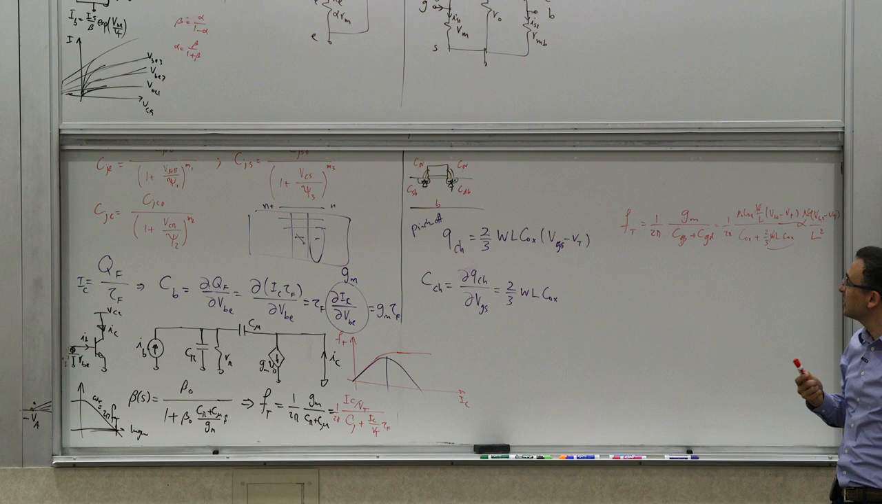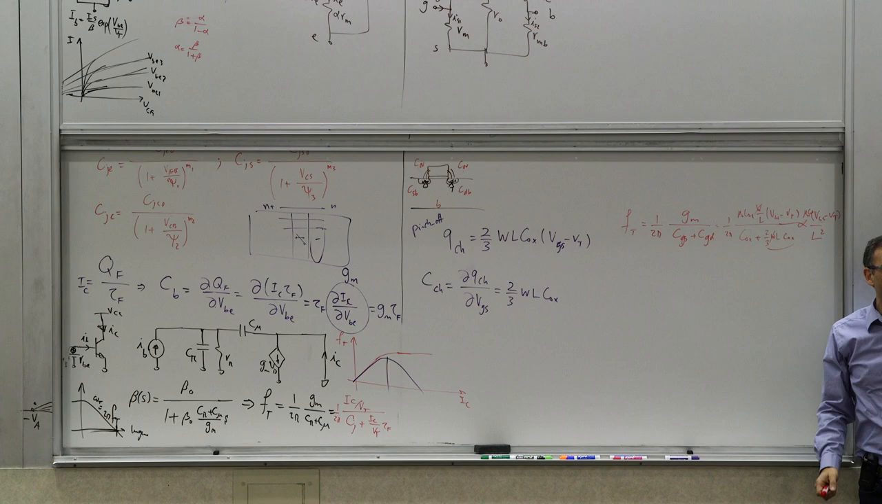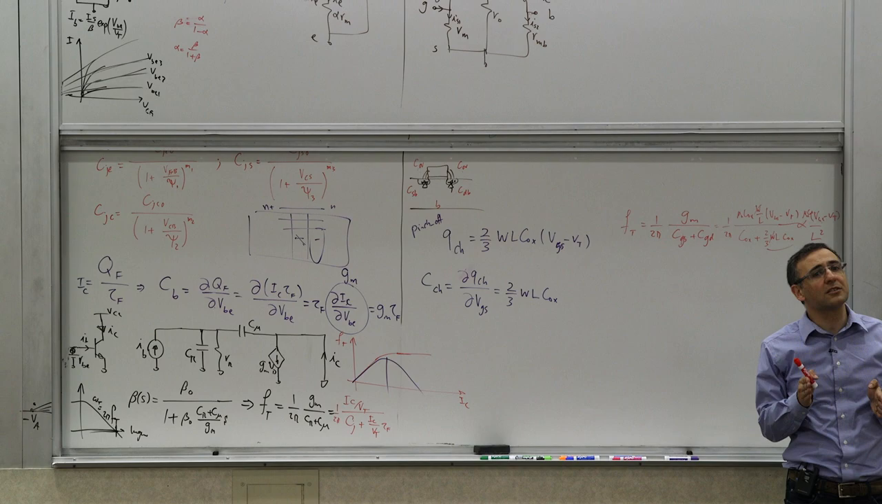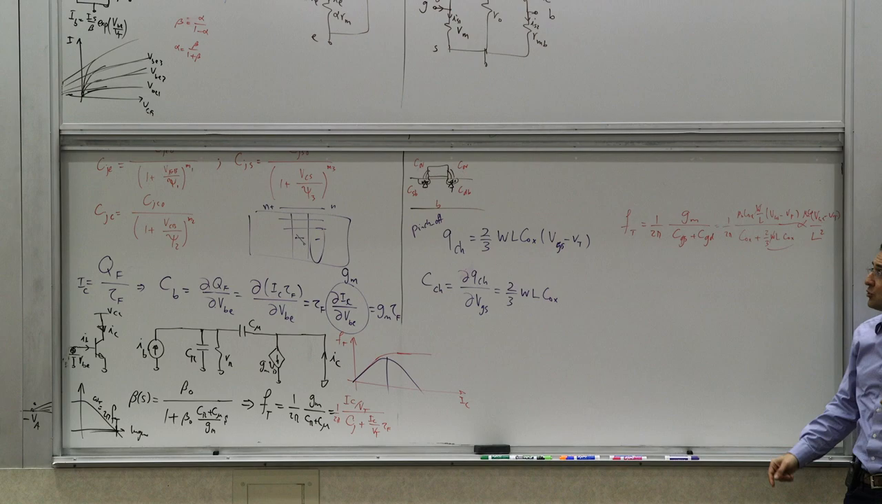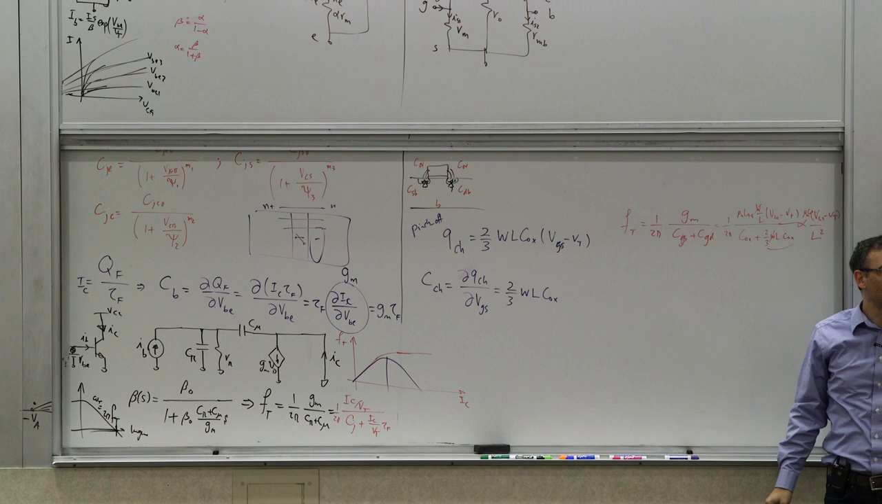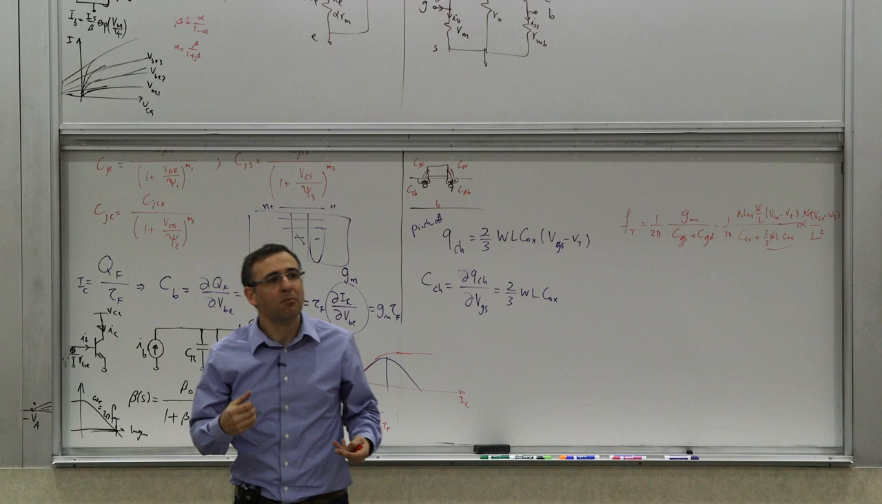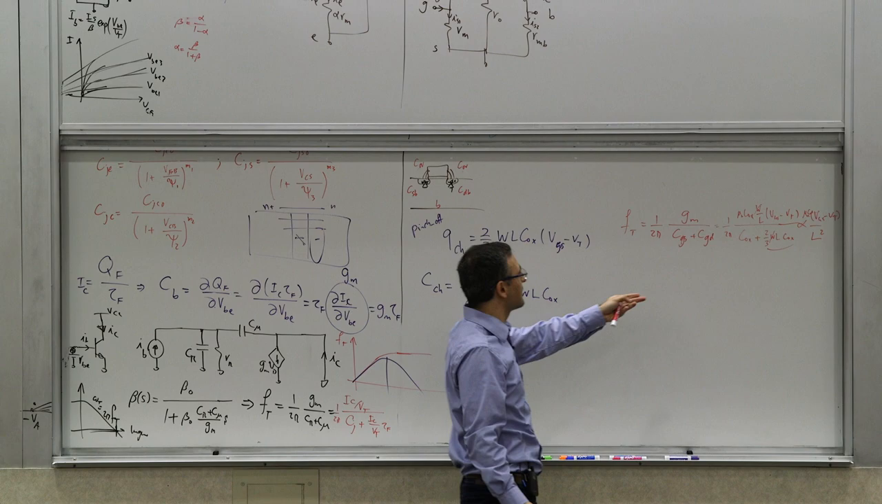Decreasing L. You remember when we said the scaling helped a lot? You get an L squared. Why? You get one enhancement in the GM as you shrink your L, and you reduce your capacitance too. So you get an L squared. The other thing is that you get an advantage from VGS minus VT, meaning the more power you burn, the more overdrive you have, the higher frequency you can operate. Of course, you have the mu n, so a material with better mobility can also improve the frequency performance.